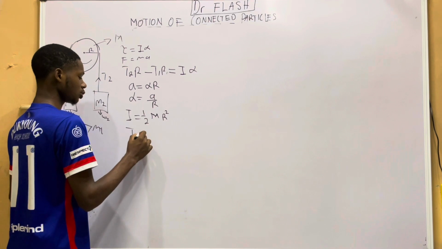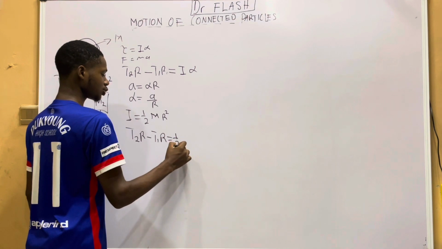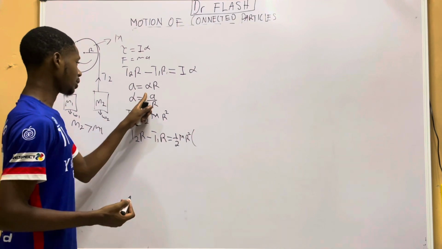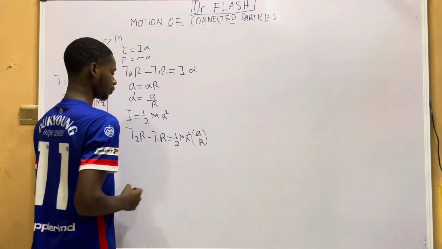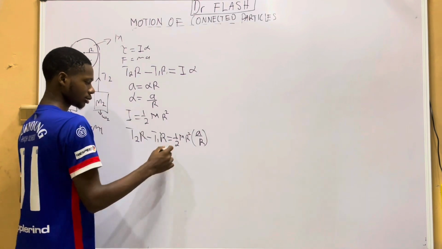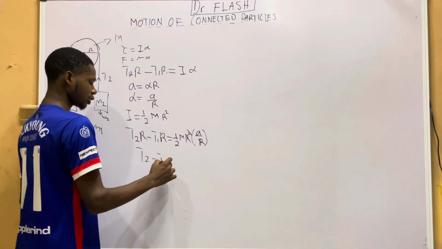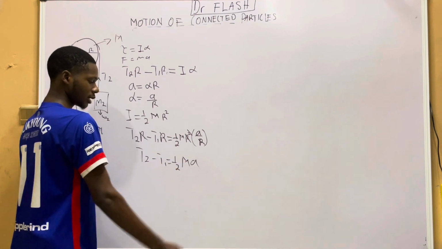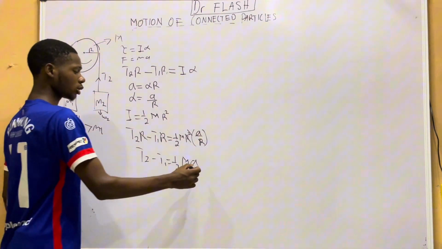So we have T2 times R minus T1 times R equals the moment of inertia, 1/2 mr squared, multiplied by the angular acceleration, which is linear acceleration over radius. We can see that the R cancels out on both sides, so I'm left with T2 minus T1 equals 1/2 m times a. Mind you, this m is the mass of the disc, that is, the pulley we have here. I'm going to call this equation 1.